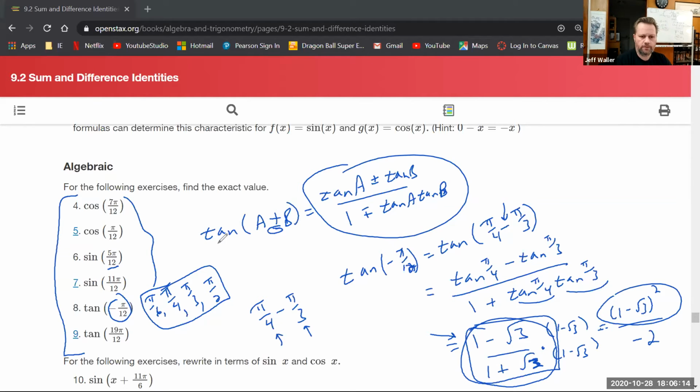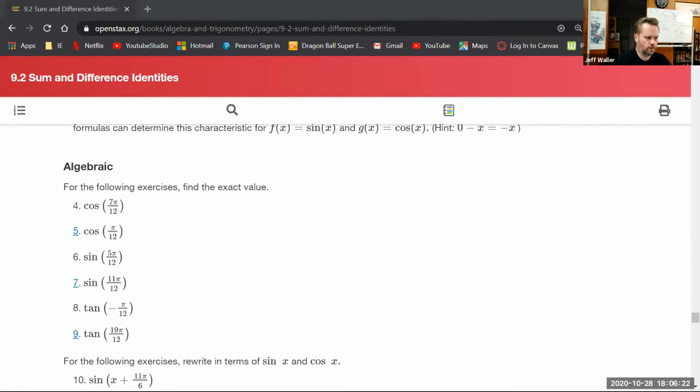Okay, let's do another one. I'm going to clear all this away. Let's try number 7, maybe. Why not? Let's try number 7. So now the whole point is to try to rewrite 11 pi over 12 as an angle I know plus another angle I know. And again, the parts I've got are pi over 2, pi over 3, pi over 4, pi over 6.